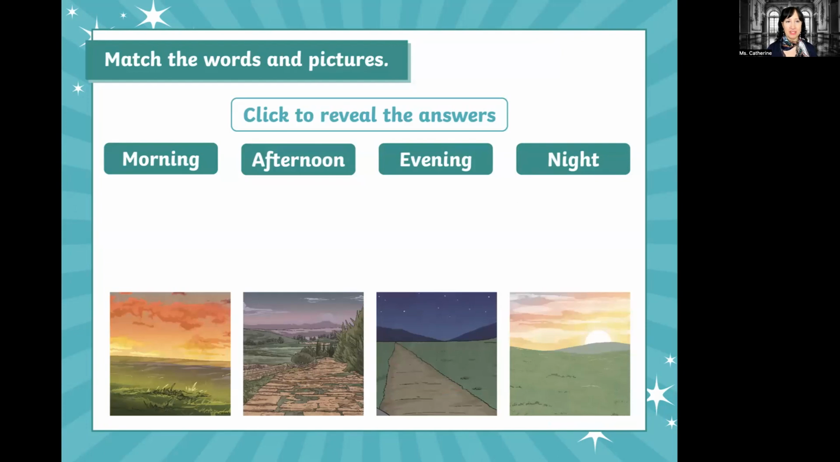Can you remember? So which one? We have morning. What about the next one? Afternoon. Good job. Evening and night. Okay, you see the differences? Good job. Now let's say these all together. Morning, afternoon, evening, night.